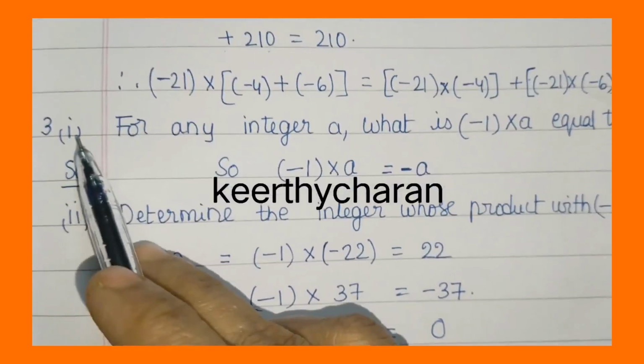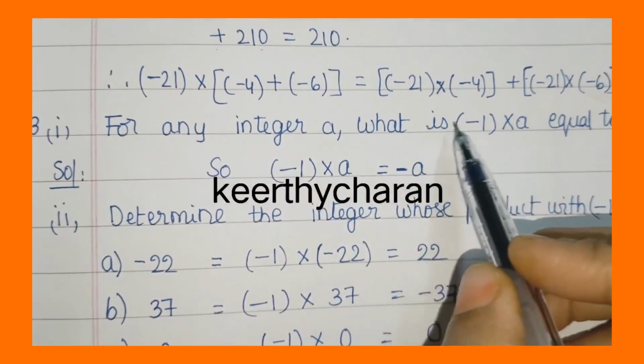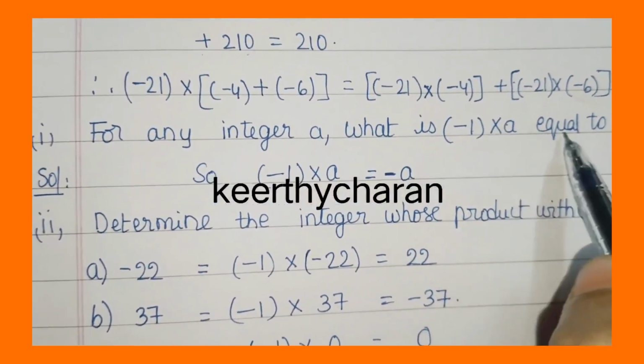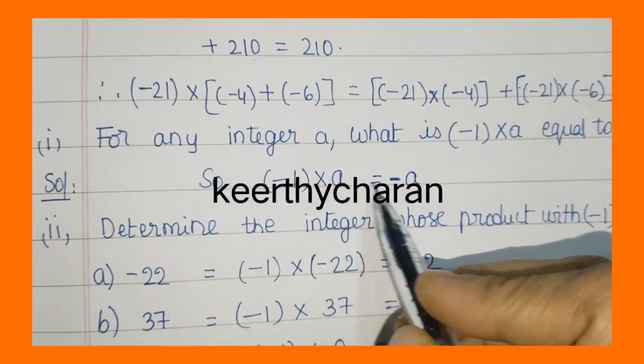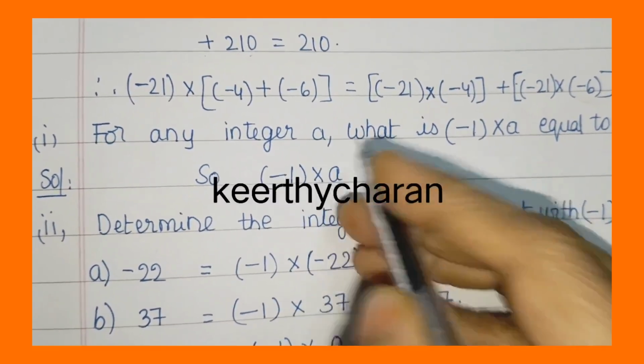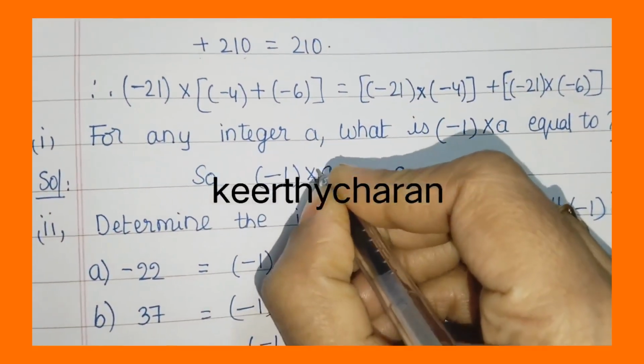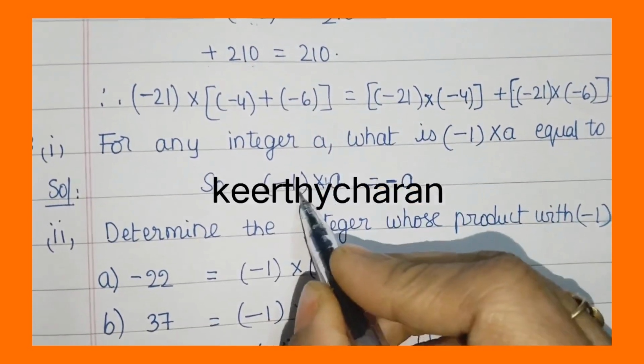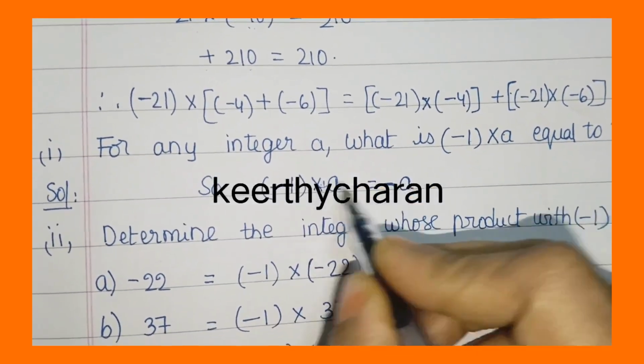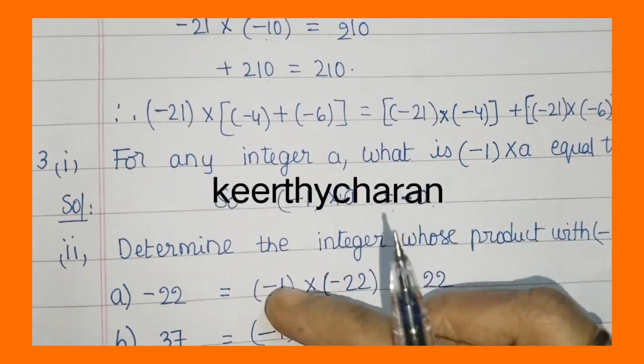So next, the third sum is, for any integer a, what is minus 1 into a equal to? Minus 1 into a is equal to minus a, because here a is plus. So minus into plus, minus 1 into a, very simple answer.